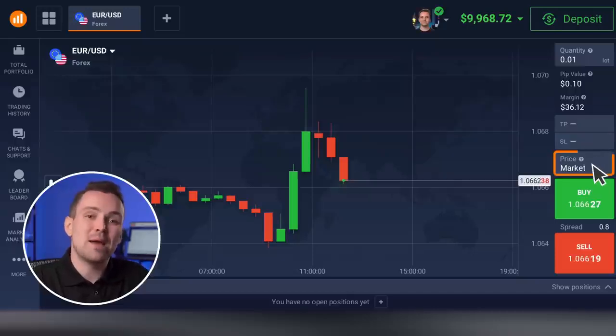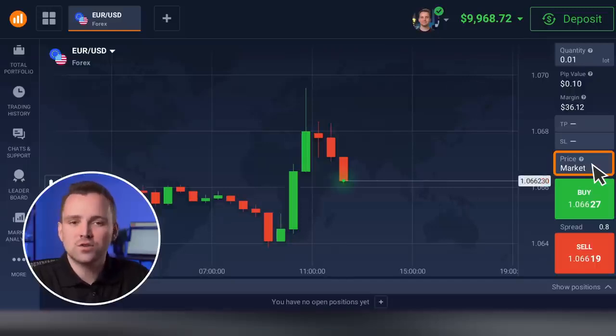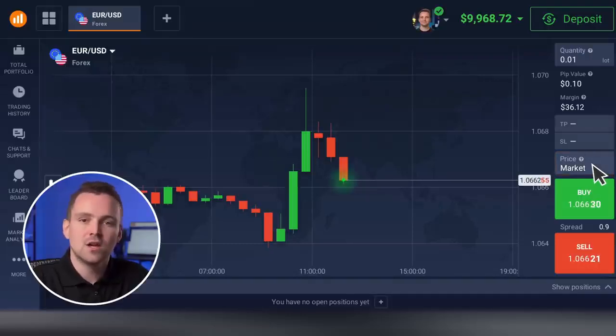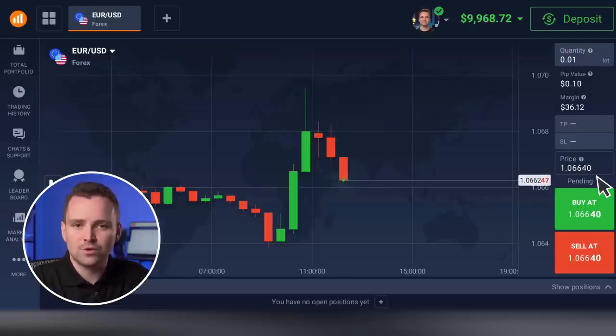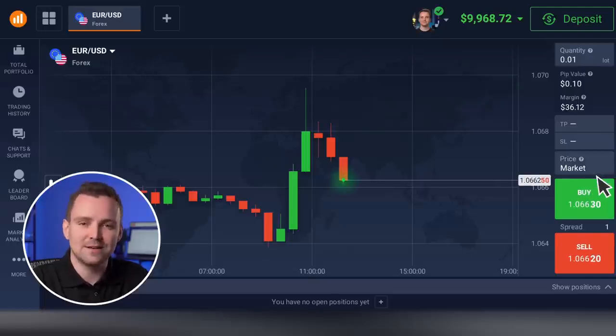You can also create a pending order so that the system will open your position automatically once the price of the CFD asset reaches the desired conditions. To do this, enter the price you would like the position to be opened at using the price button. Once the price reaches the indicated level, your position will be opened automatically.